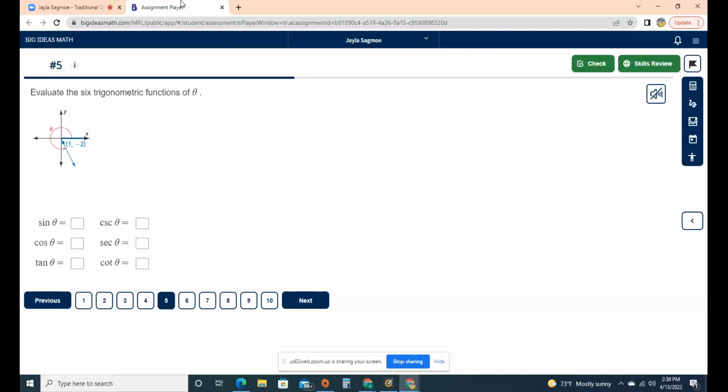Okay, yeah, so this one's kind of like number 3, where we're going to have a little more work to determine the missing side, and then we'll have some roots in our answers. So let me share my screen.